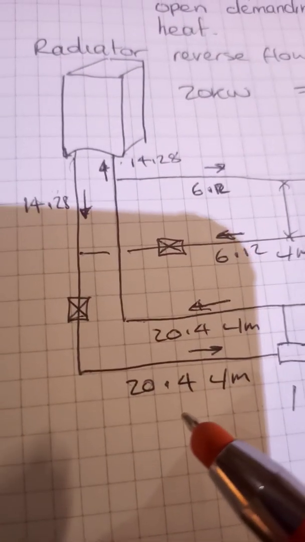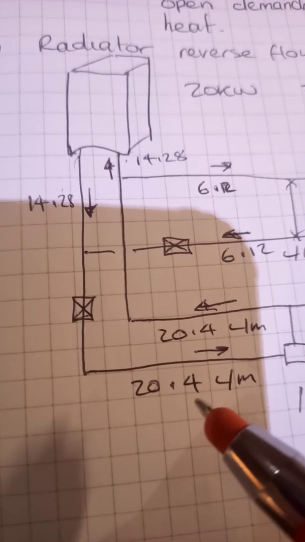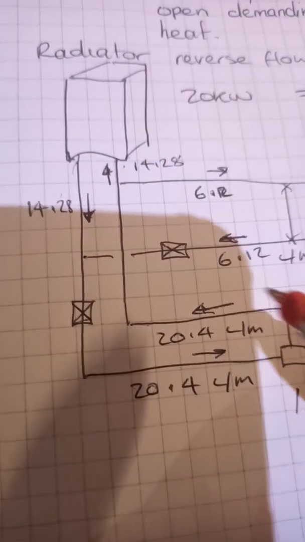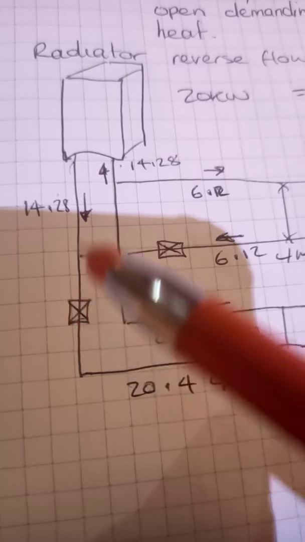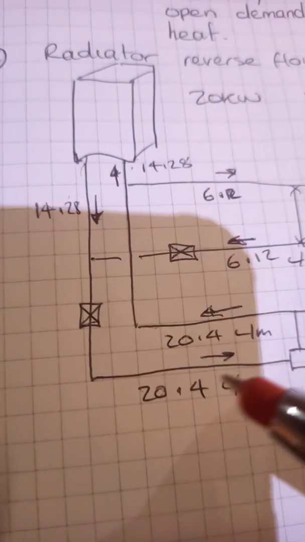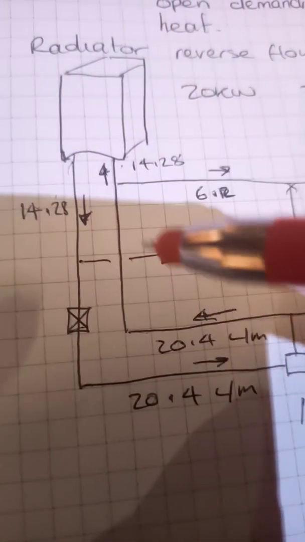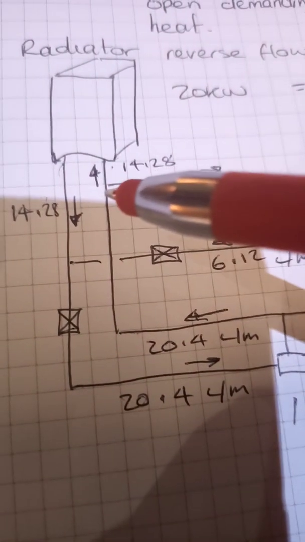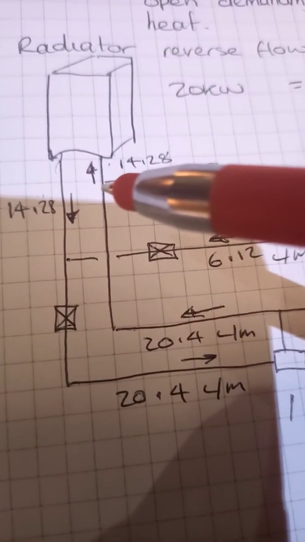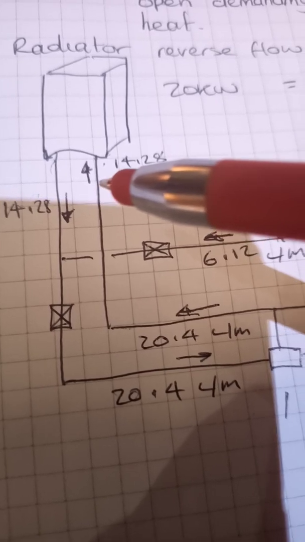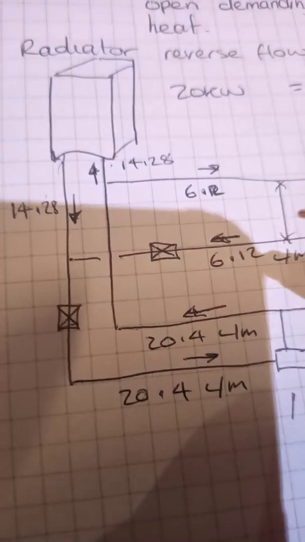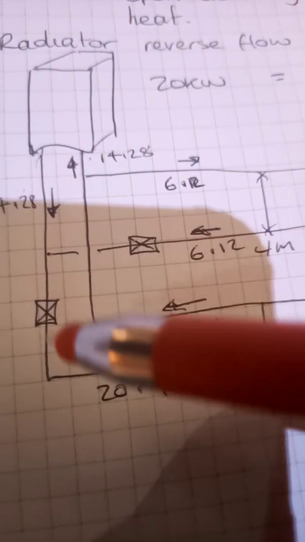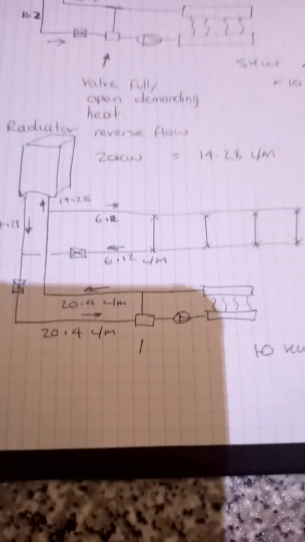Our underfloor heating system requires 20.4 litres, so it will pull 20.4 by drawing 6.12 from the radiator circuit, 14.28 from the boiler, and the return water from the underfloor heating manifold will arrive at this point carrying 20.4, of which 14.28 will return to the boiler, and 6.12 will continue back around the radiator circuit to come back to satisfy the demand on the underfloor heating.